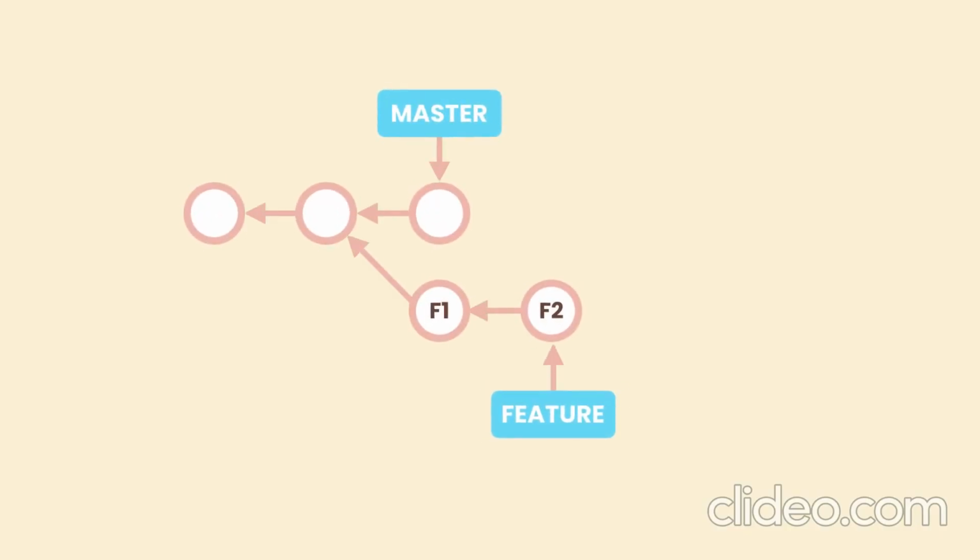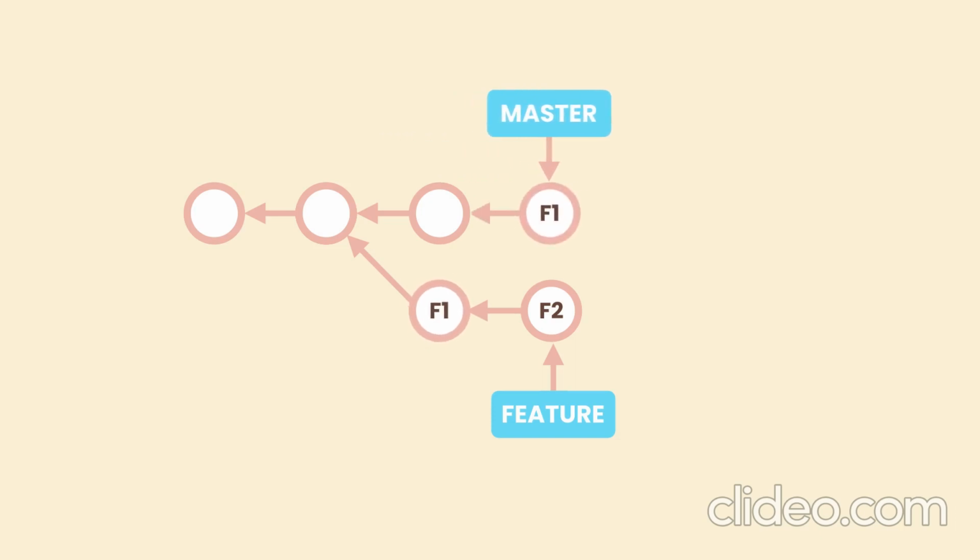Here we have a feature branch with two commits, F1 and F2. Now, let's say one of these commits, like F1, has some interesting changes we want to have in master, but we're not quite ready to merge our feature branch into master. What should we do now? This is where we use cherry picking. So we can cherry pick this particular commit and apply it on top of master. Let me show you how to do this.